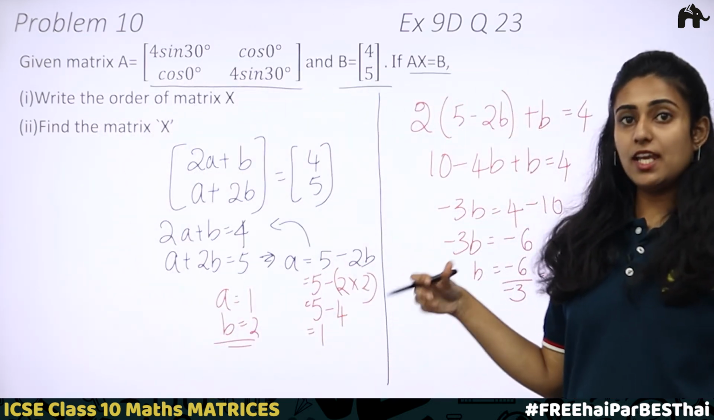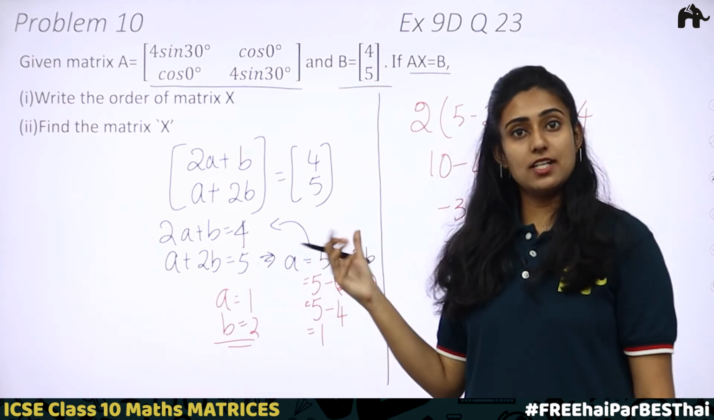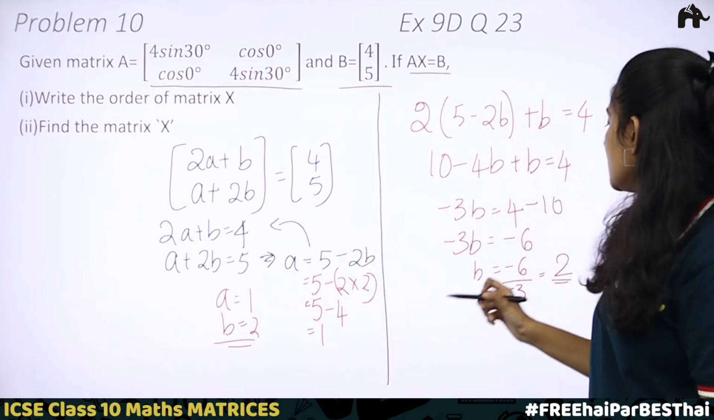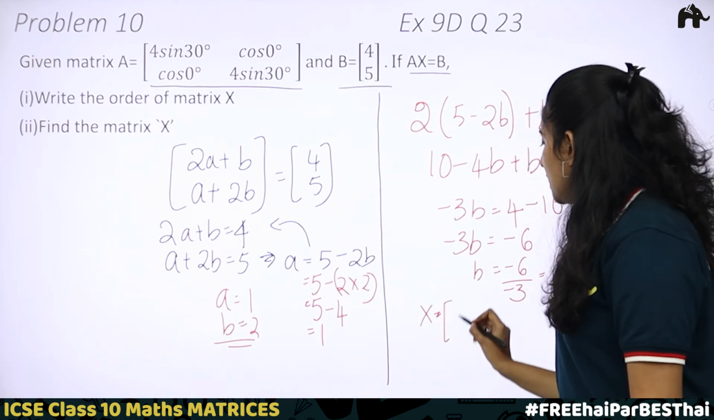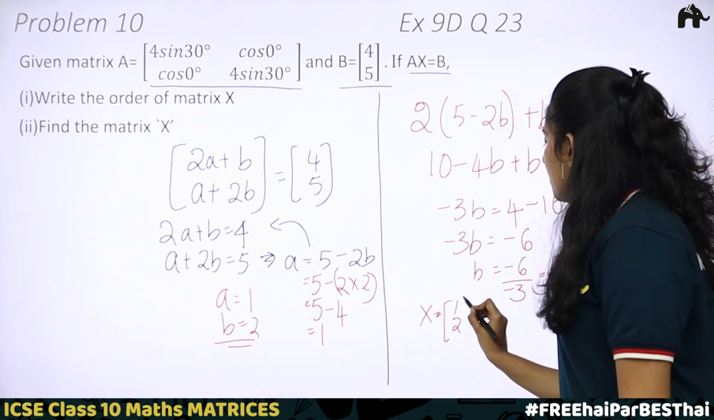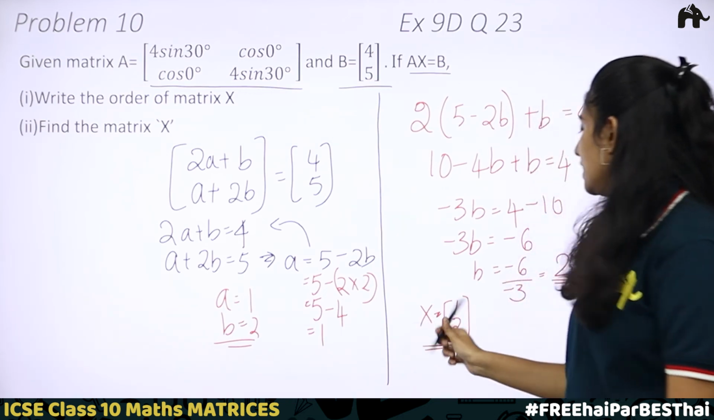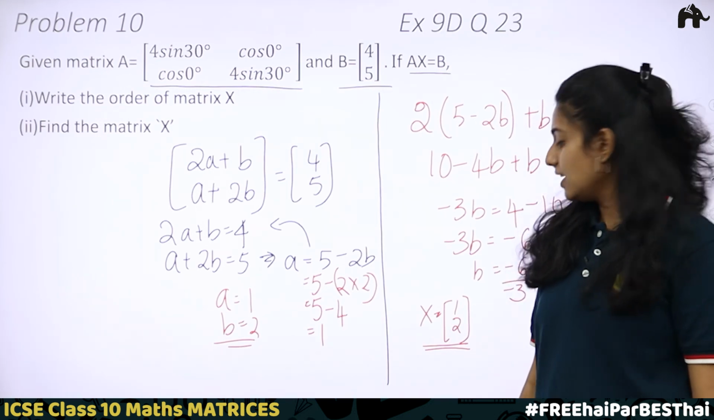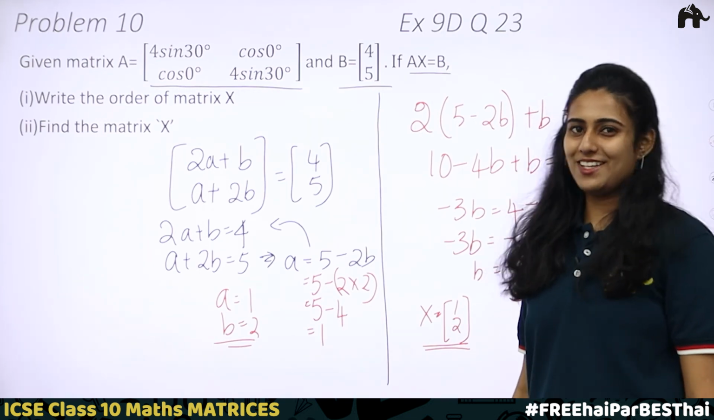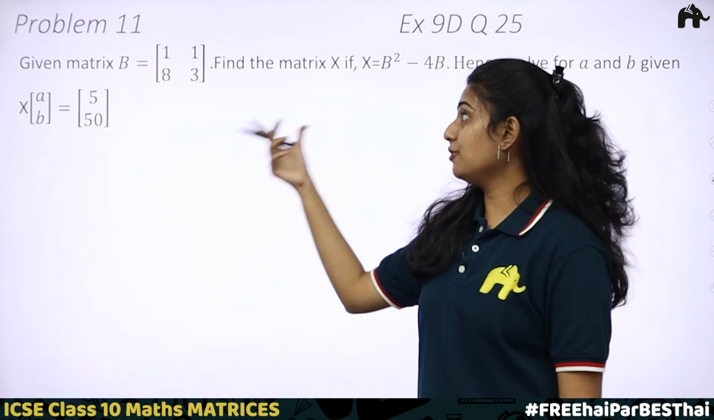What are A and B? A and B are the elements of matrix X. Therefore, we can write matrix X is equal to a 2 by 1 matrix with elements 1, 2. Understood? Okay. Next, last question for today.